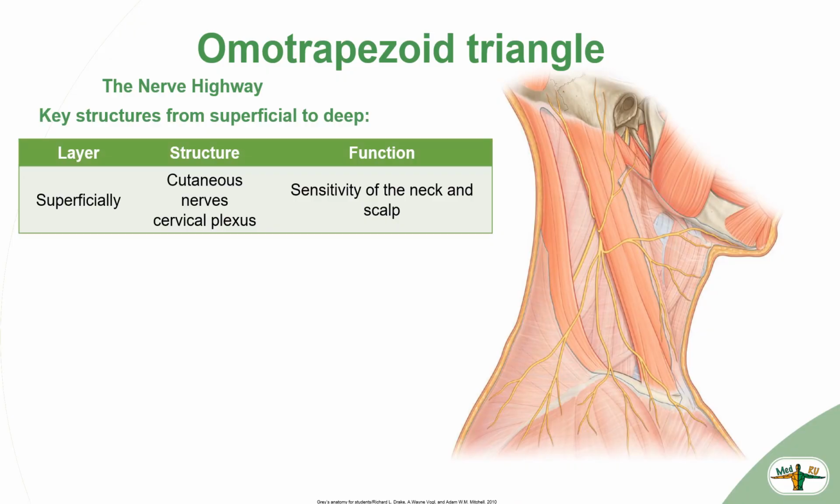The important stuff. Nerves and vessels. This triangle is all about the nerves. Just under the skin, you'll find cutaneous nerves from the cervical plexus, which provide sensation to the skin of the neck and scalp.